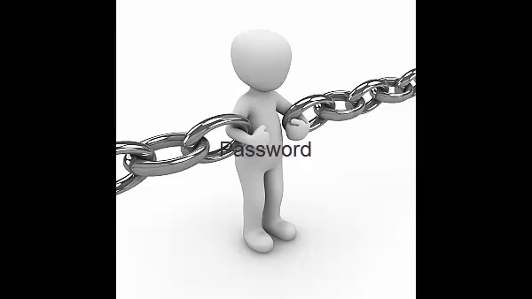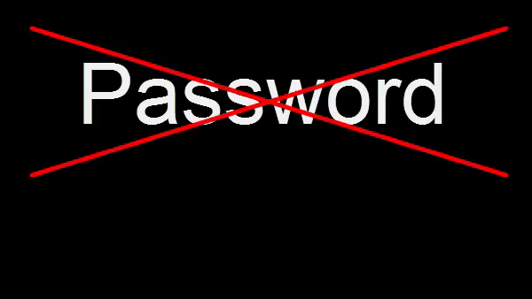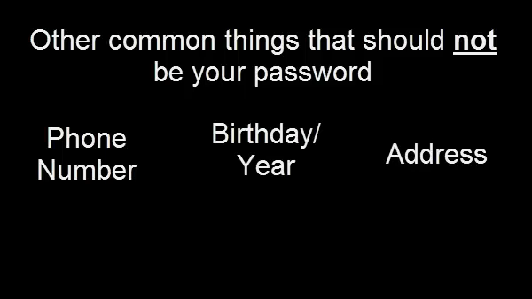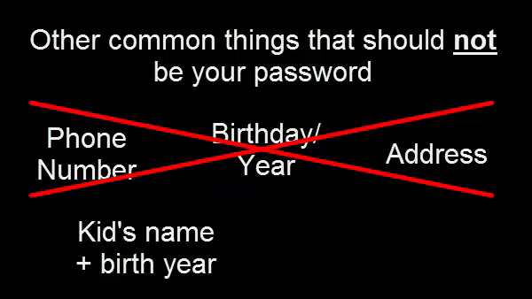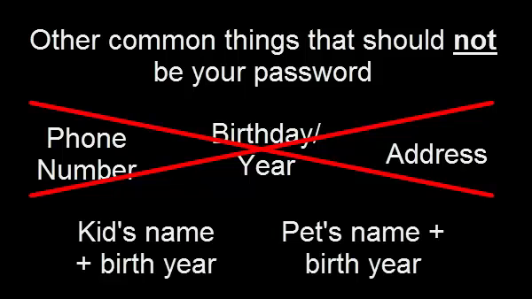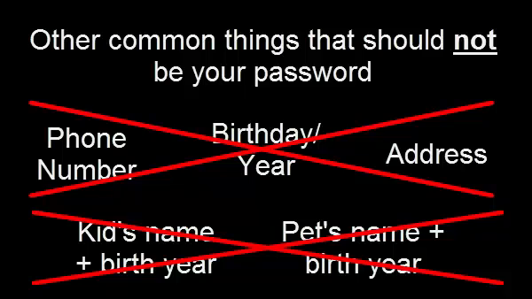Let's start by avoiding the obvious. The easiest passwords to guess. Password, believe it or not, is actually the most common password, and it's super easy to guess. But we also want to avoid our phone number, anything with our birthday, or address. For people with kids, the most common password, after password, is the kid's name and birth year. And for those without kids, it's their pet's name and birth year. So Fluffy2015 is not a very good password because it's too easy to crack.